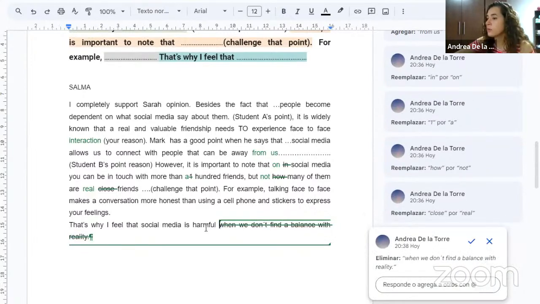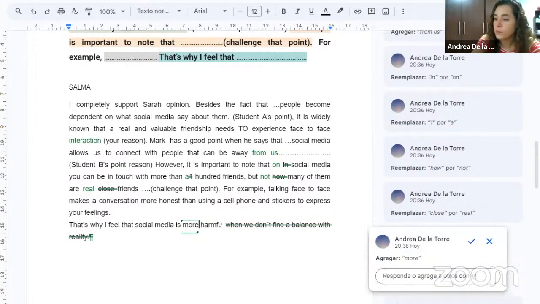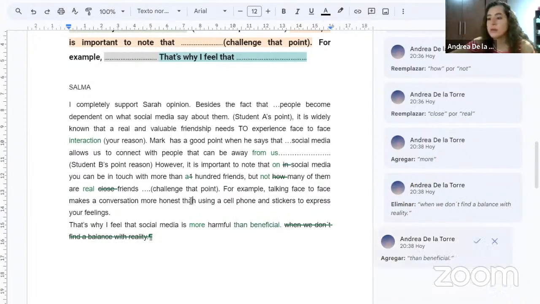And you're also kind of weakening your argument. That's why I feel that social media is more harmful than beneficial, right? Maybe that, so that you can answer the question more directly.